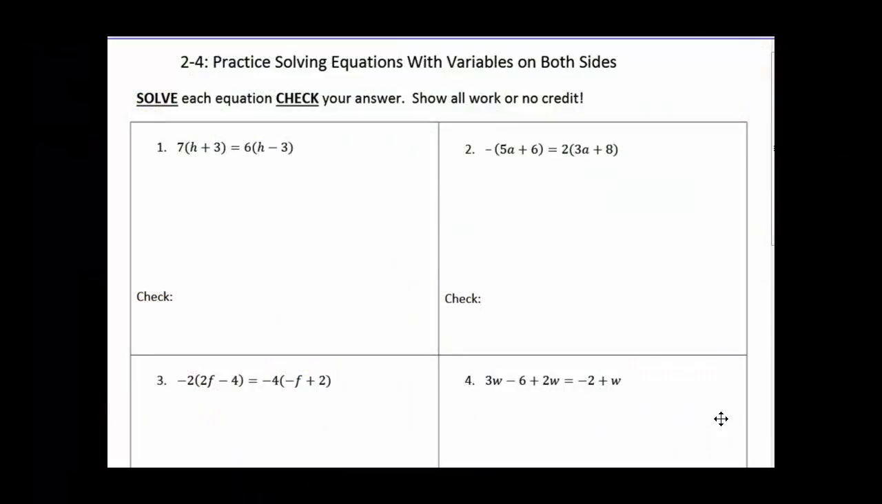This is section 2-4, practice solving equations with variables on both sides. So we're going to apply some of the properties and principles from chapter 1 with grouping and order of operations to isolate a variable and solve the solutions. Let's look at number 1.